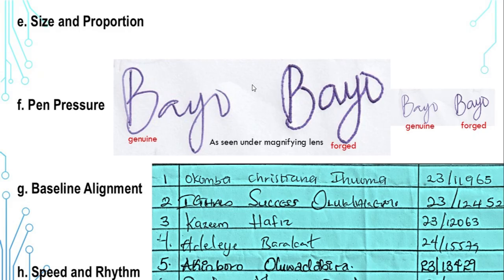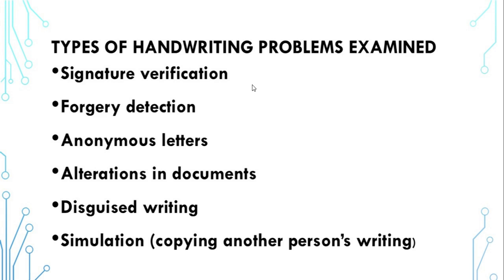So let's stop in that area first, but those are the key features. There are some other features, but those are the key features. Then let's go to some other things, like the types of handwriting problems examined.